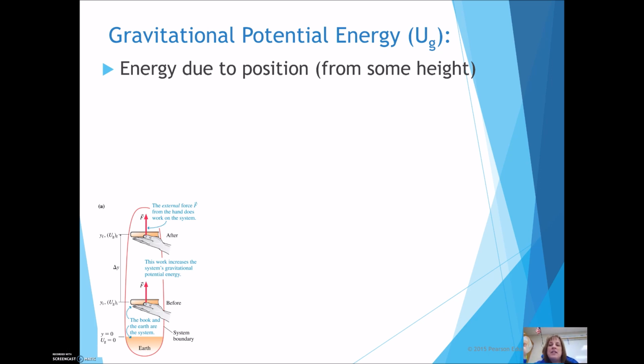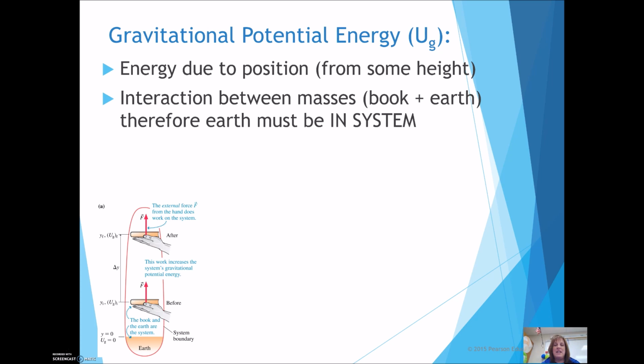The symbol for gravitational potential energy happens to be a capital U with a subscript of G, U sub G. Why, I don't know. That's just what we use. It is the energy due to position. It's a position measured from some height.